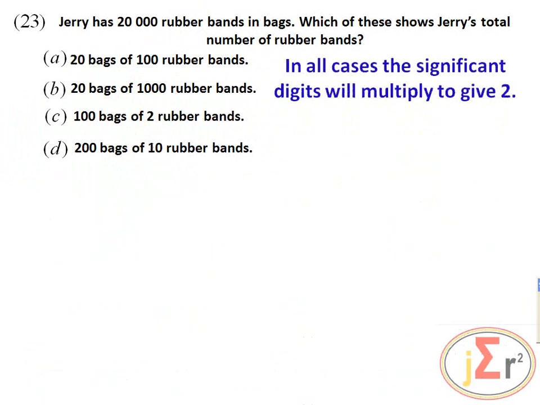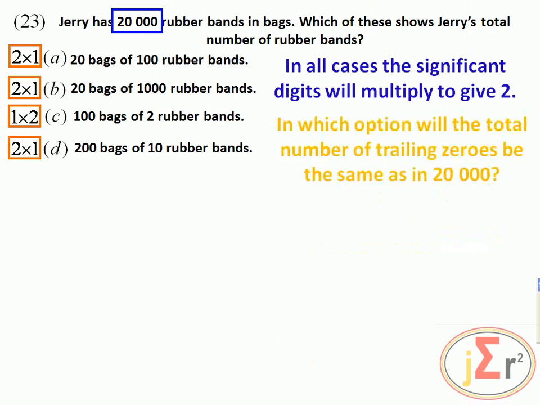In all cases, the significant digits will multiply to give 2. So, significant digits 2 and 1, 2. 2 times 1 is 2. So, in all cases, the significant digits that we have there will multiply to give 2. So we have 2 times 1 is 2, 1 times 2 is 2, and 2 times 1 is 2.